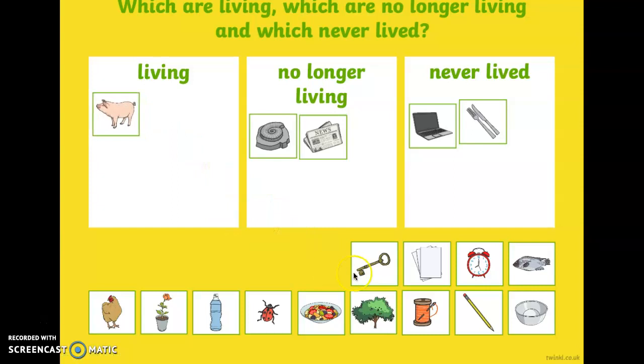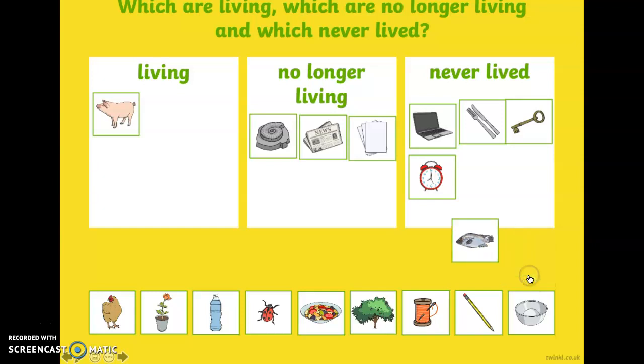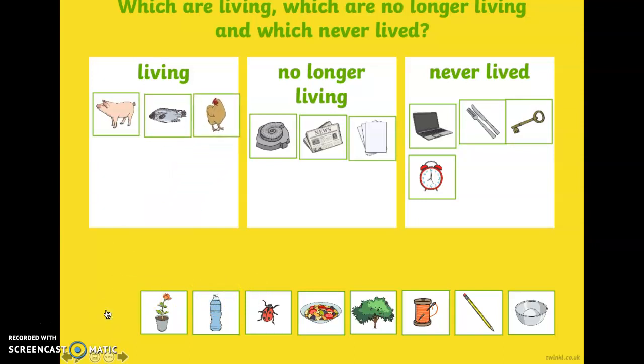Aha. A key, man-made? I know it's not living, but was it no longer living or never lived? Never lived, that's right. How about this paper? Paper came from trees. Yep. And the clock? Never lived. How about this fish? Can you guess? Shout it out. And the chicken? Shout it even louder. Let the neighbors hear what you think this is. Oh yes, it's living. And the rose?